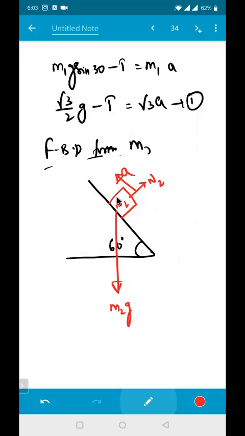So what are the forces right now along this direction, if I'm taking along this direction? Okay, so this will become for me again 60. So this will become for me M2G into cos 60, and this will become for me M2G into sin 60.